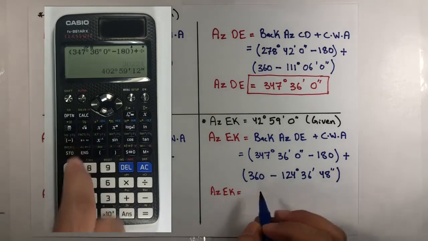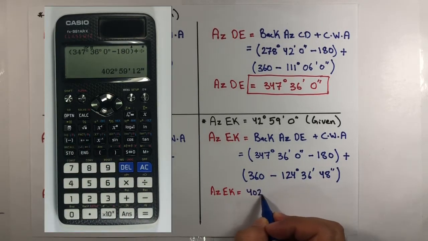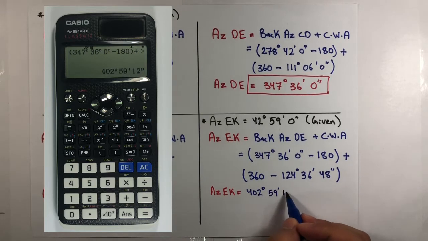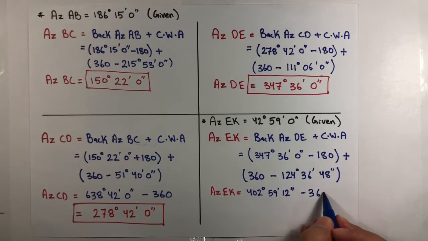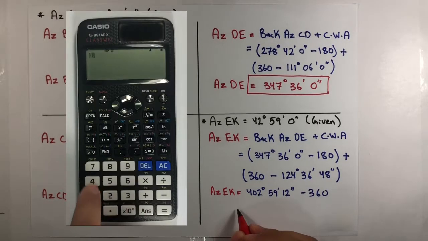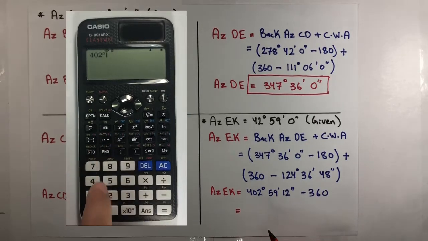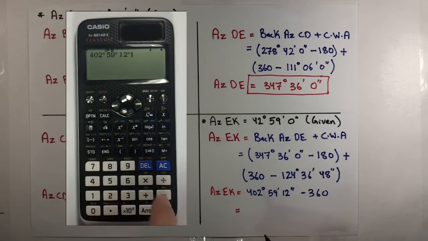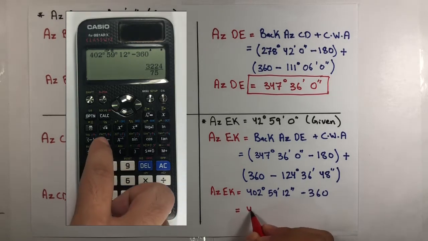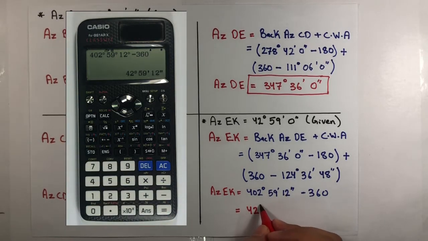So we'll get our result here 402 degrees, which is more than 360. So here we have to deduct 360 because our angle must be between 0 and 360. Again, we'll do the calculations. 402 degrees, 59 minutes and 12 seconds minus 360. So here we'll get 42 degrees, 59 minutes and 12 seconds.